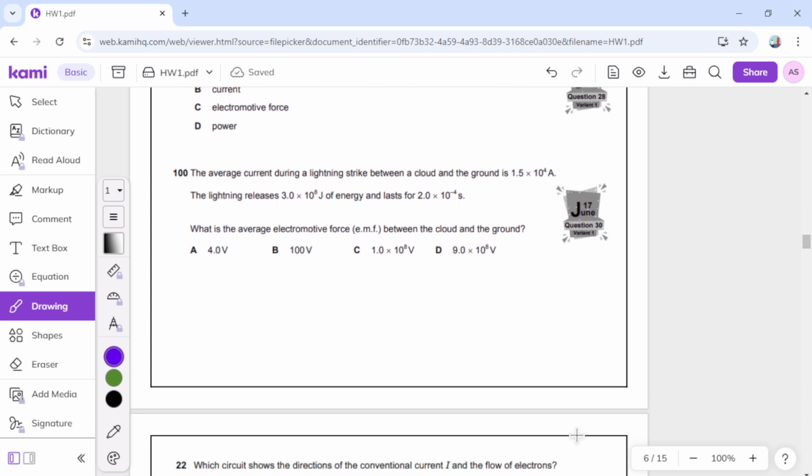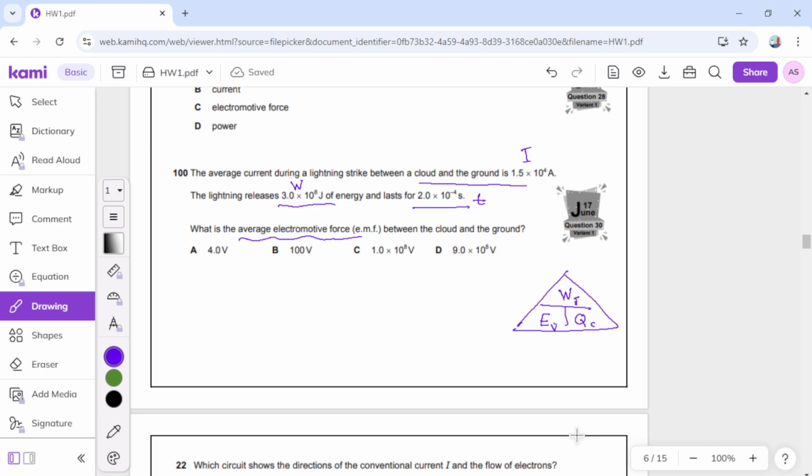The average current during a lightning strike between a cloud and ground is given, this is the current because the unit is amps. It released energy in joules, so this is work or energy. And he gave us time T. What is the average electromotive force? Electromotive force equals work done in joules over charge in coulombs, and this is volt.